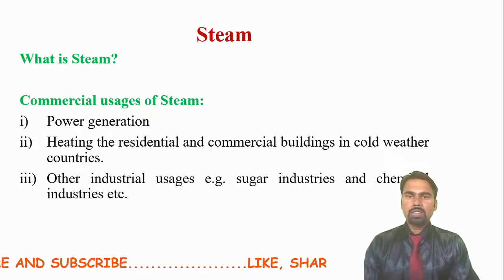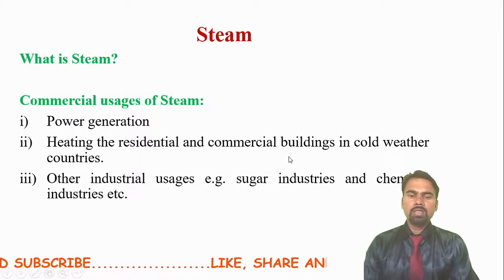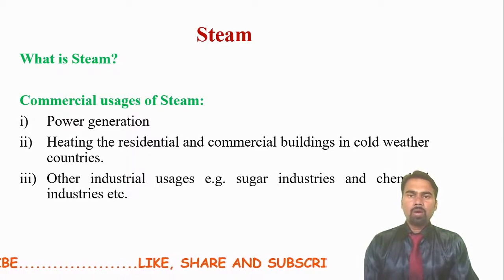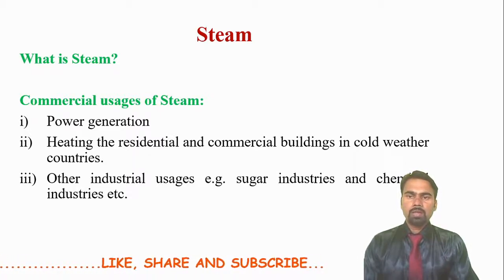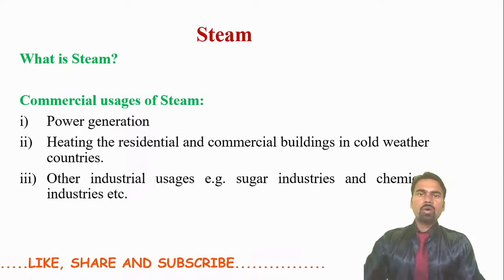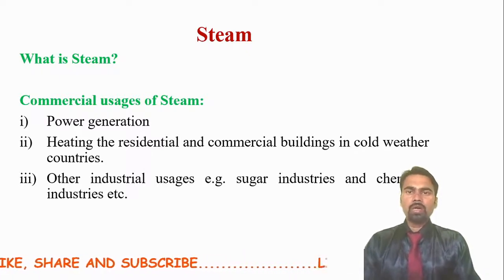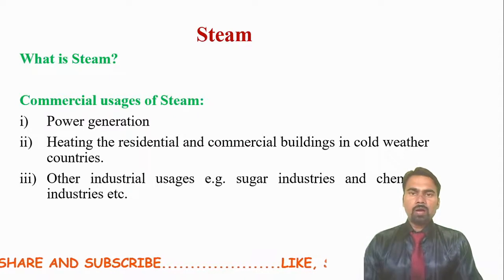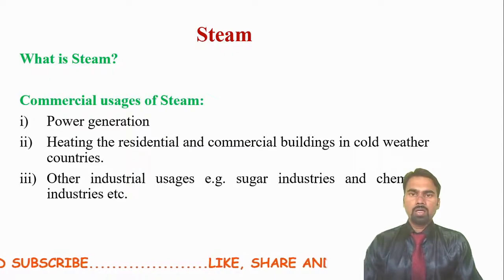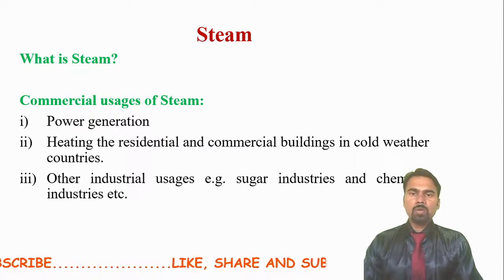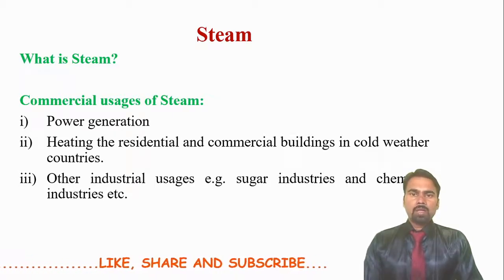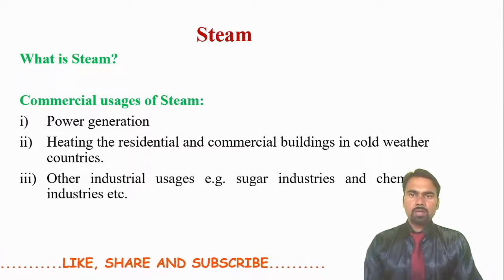Then heating residential or commercial buildings in cold weather conditions, or in other words, for air conditioning. Then another application is in industrial usage, for example chemical industry or sugar industry. Why is it important? Because we cannot use fire or heat directly to increase the temperature of the chemical. Due to this, there are chances of explosion. So to avoid that, we have to use steam for indirect heating.